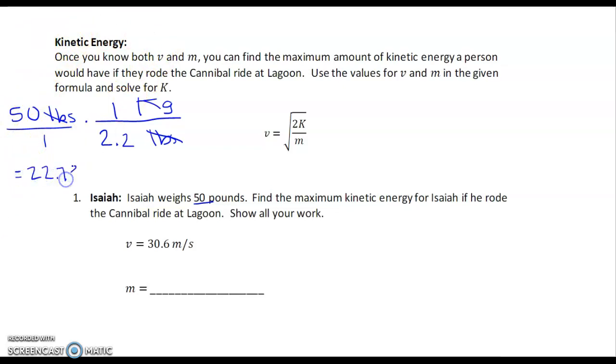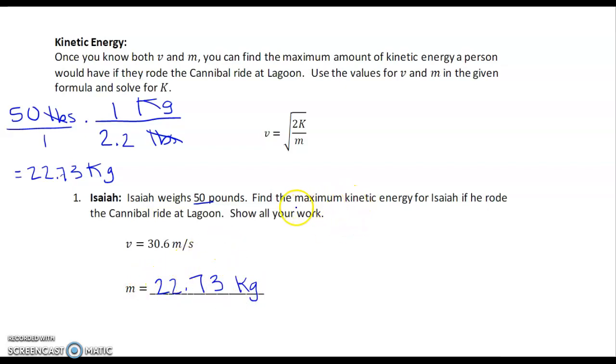So 22.73 kilograms. Now, if you read through the hint, it says people usually like their weight better in kilograms, meaning it's a little bit less. And so in this case, we're right on. It would be concerning if it was higher. So we have 22.73 kilograms as the mass.